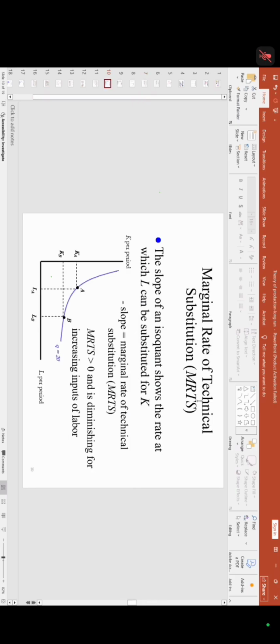So what is the marginal rate of technical substitution? What is meant by marginal technical substitution? I already explained it with the diagrams as well. The slope of the isoquant shows the rate at which L can be substituted for K. That's what I explained. It shows the rate at which L can be substituted for K.